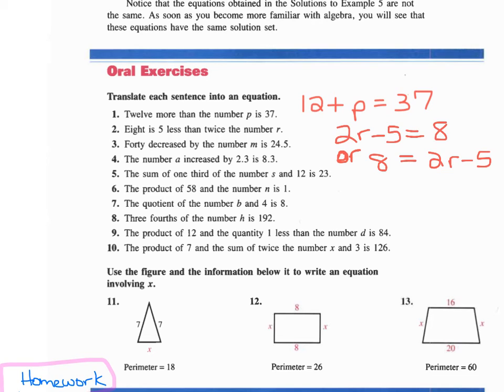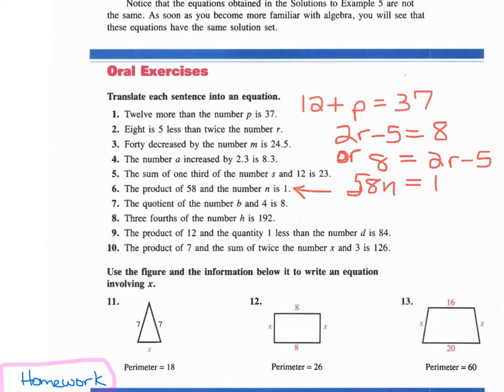All right, so let's try a product one. Let's try number 6. Okay, here it says the product of 58 and the number n is 1. Now this time they're telling us what to use for our variable. What would be the equation for number 6? 58n equals 1. Beautiful. 58n equals 1.